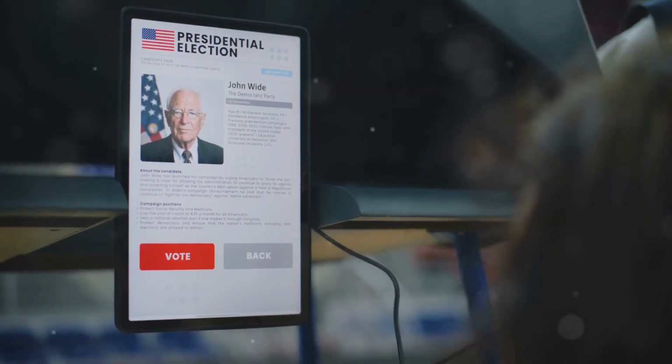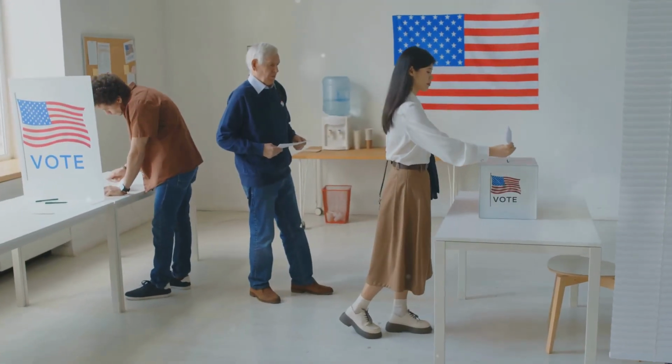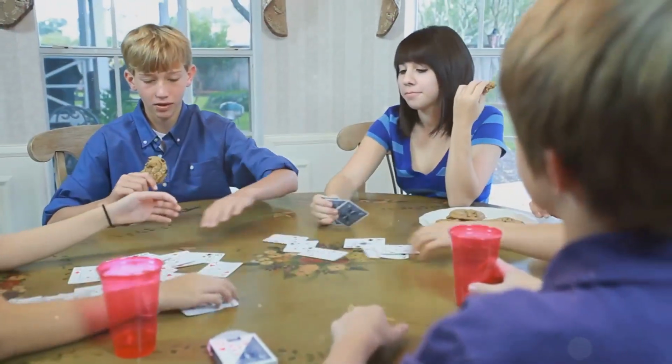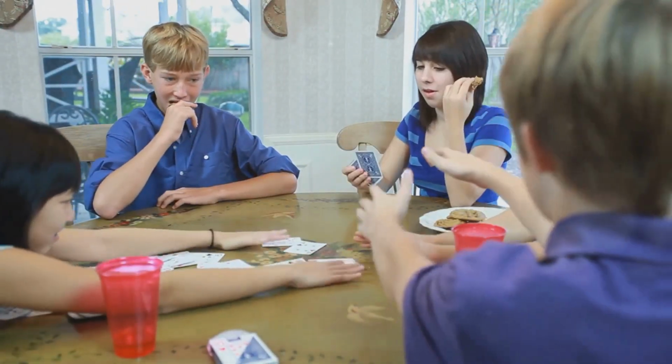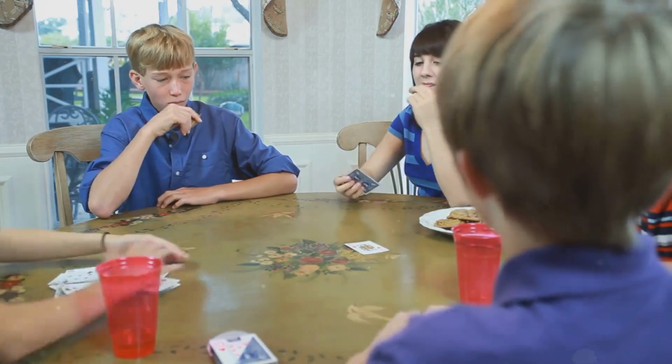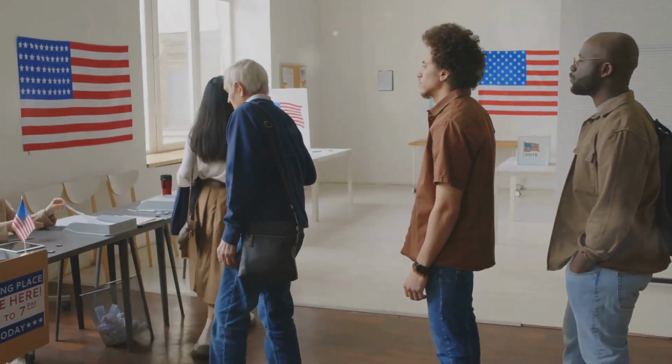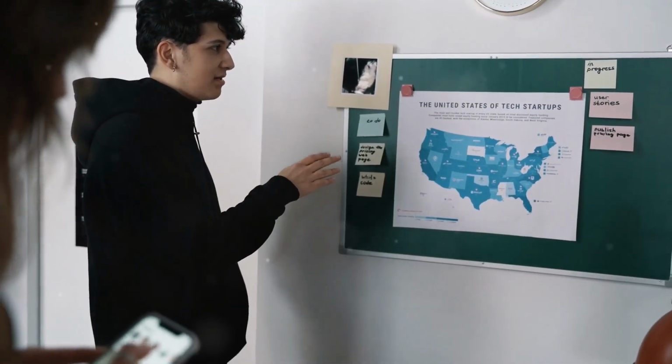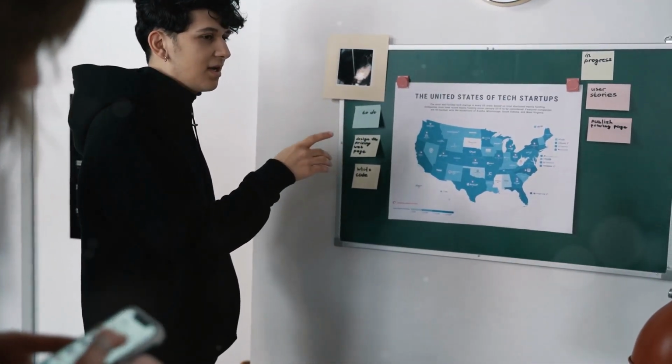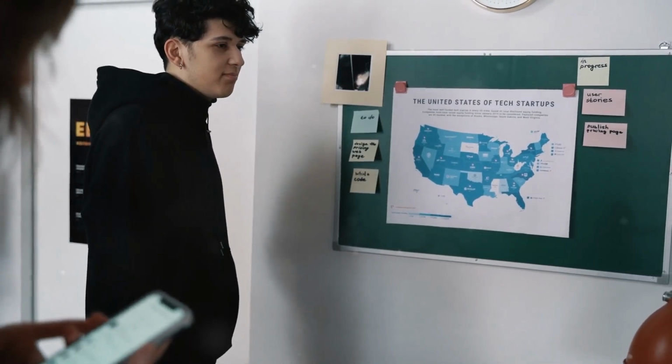Here's where it gets really interesting. Most states operate on a winner-takes-all system. Imagine playing a game where the winner gets all the cookies, even if they only won by a tiny bit. That's how most states roll. So if candidate A wins the popular vote in California by even a small margin, they get all of California's electoral votes. Talk about a sweet deal.